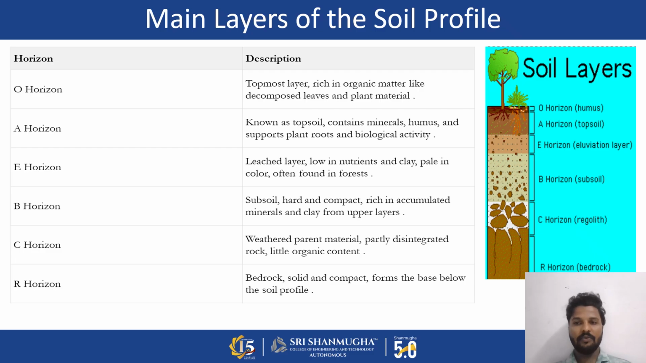It is depleted of, or leached of, clay, iron, aluminum oxides, and organic matter. So the eluviation means washout or leaching. That's why this layer is called the eluviation or leaching layer. What leaching means is water moving downward in a dissolved state and carrying away minerals and colloids from this layer.